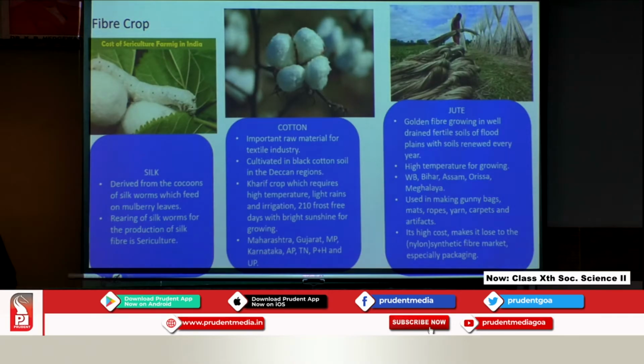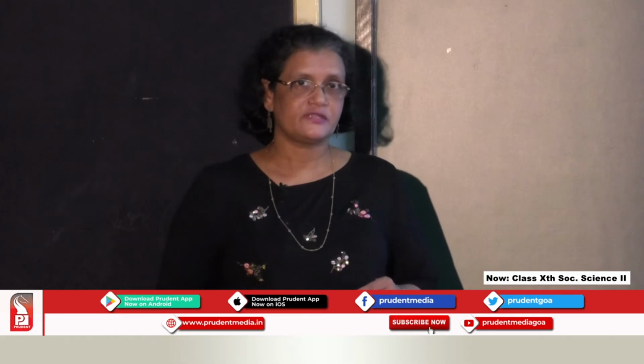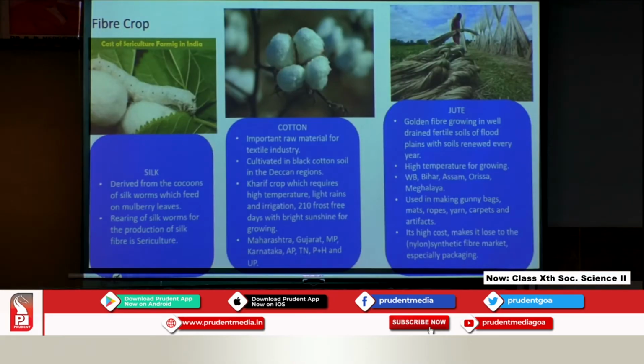You will see that for the growth of cotton we need black cotton soil, basically which is found in the Deccan regions. It's a kharif crop and requires high temperature, light rains and irrigation. Like any other plant, it will require rains, irrigation, but it also requires 210 frost-free days with bright sunshine for growing. So it will require rain in the initial period, but towards the end when it needs to be harvested, it requires bright sunshine.